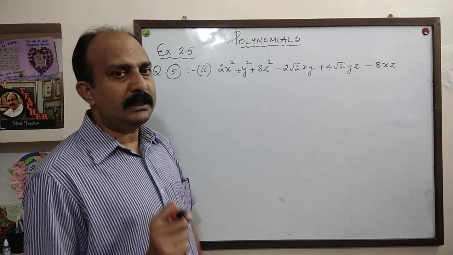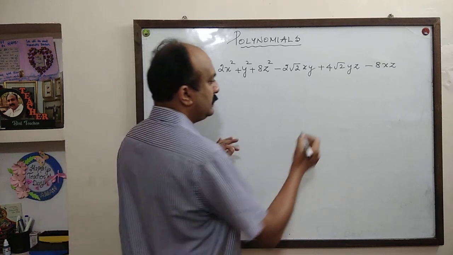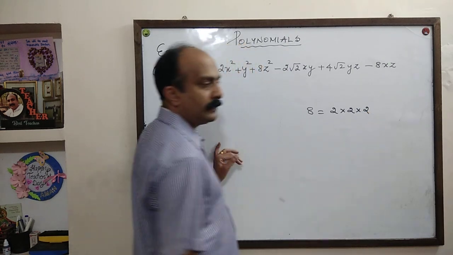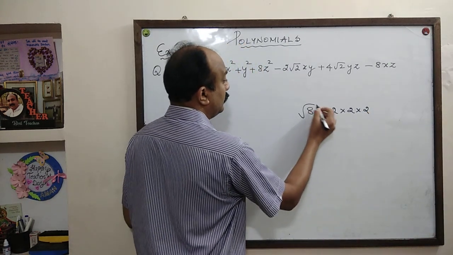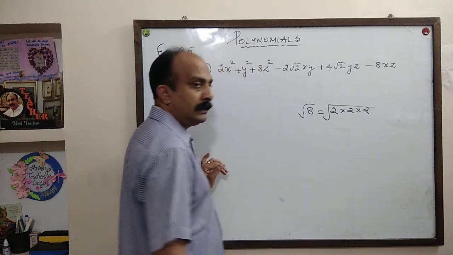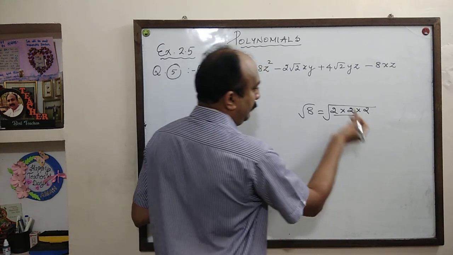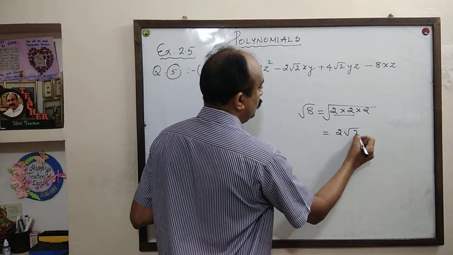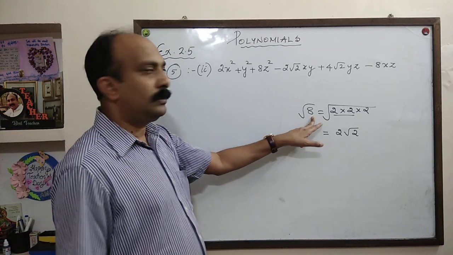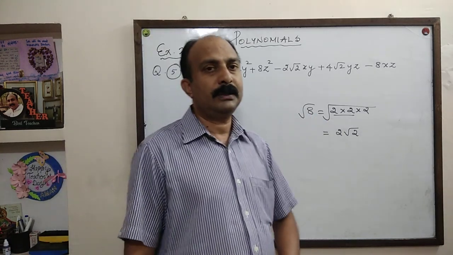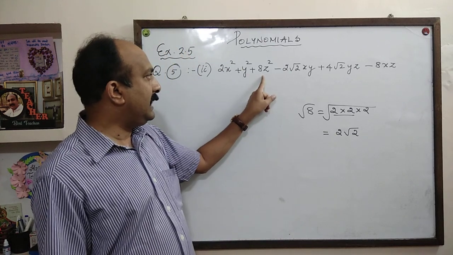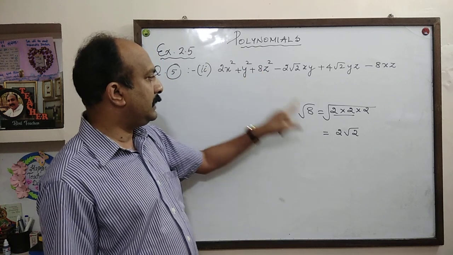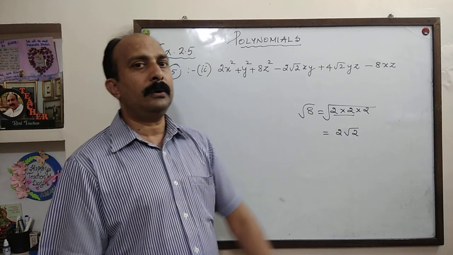How? 8 means 2 into 2 into 2. Is it? 8 can be written as 2 into 2 into 2. So what is root 8? Root 8 can be written as this. Now if there is one pair inside the root sign, that will come outside. So it will become 2 root 2. So root 8 is actually 2 root 2. So we can say 8 can be written as 2 root 2 the whole square.